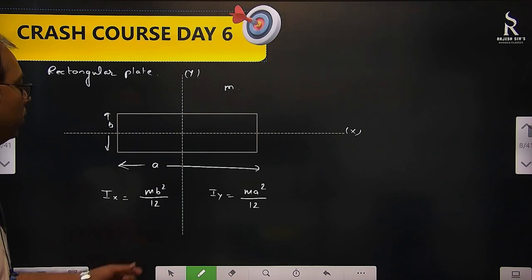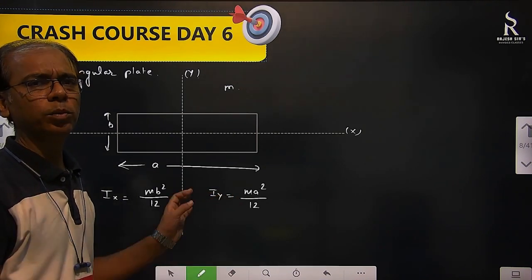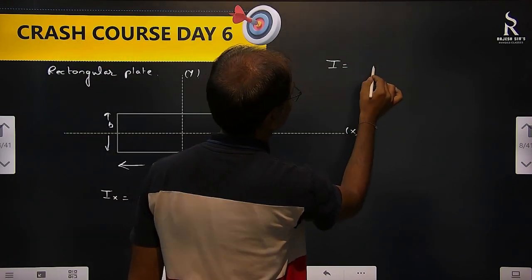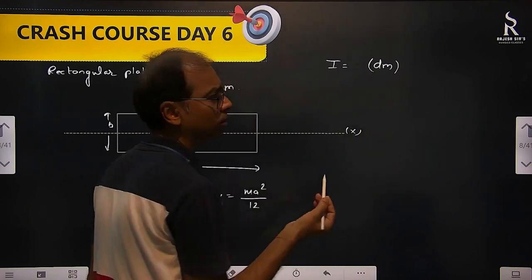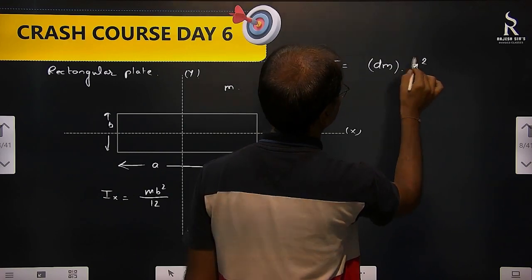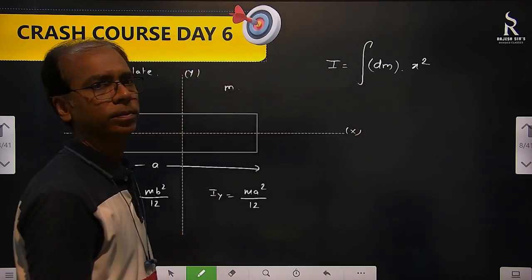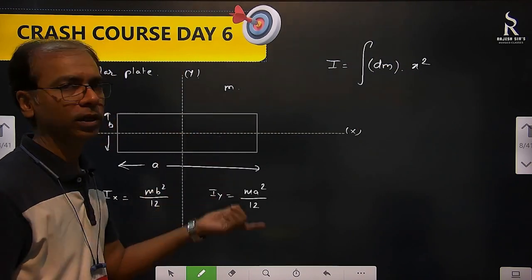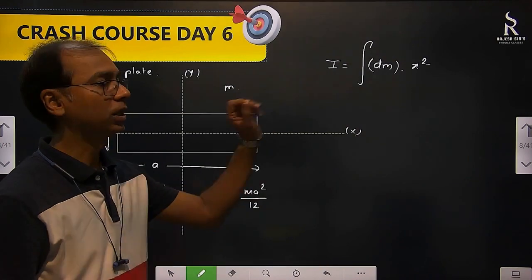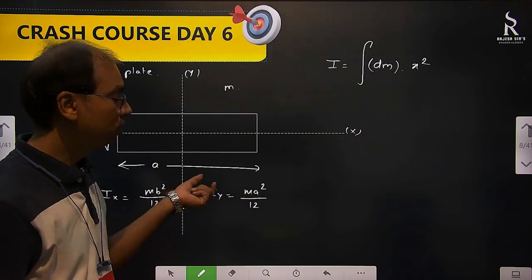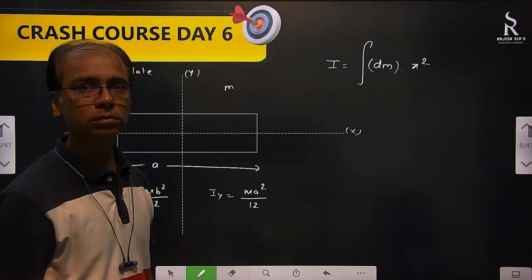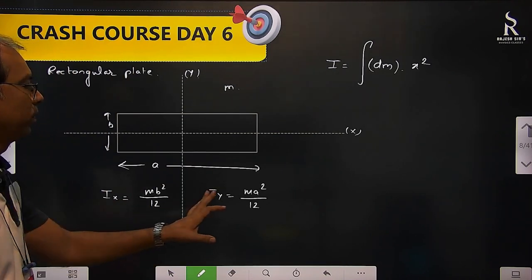Okay, ma square by 12. How are these coming? How are we finding moment of inertia of uniform bodies? It's integration, obviously. And what is the formula for that? Integration of dm, that means the small particle, small mass that we are considering, into square of the distance from axis of rotation. This is the formula. From there only these values are coming that we are writing at the moment. But that's not important. Questions are never asked on how this came. Questions are asked for usage of them, because we have to use these to find out moment of inertia of certain other things. Okay, so this is mb square by 12, ma square by 12.